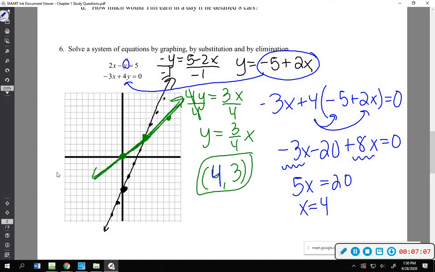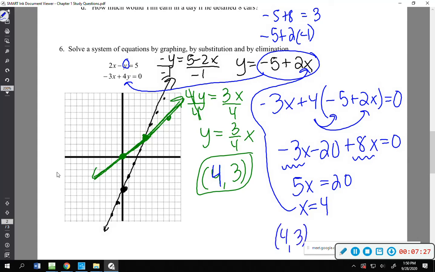And now let's plug that back up into the y equals equation so that we can get y. So we get -5 plus 2 times 4. So that's 8 minus 5 is 3. So again, we got x equals 4, y equals 3, which is good because that's what we got when we graphed it, so we know we're right.